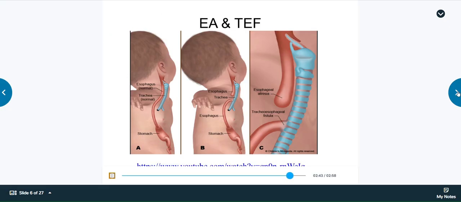We're going to hydrate them, so they'll get IV fluids, and then we're going to give them antibiotics to prevent any sort of pneumonia as well. But really, the main treatment is going to be surgery. We want to get this corrected as quickly as possible with surgery.